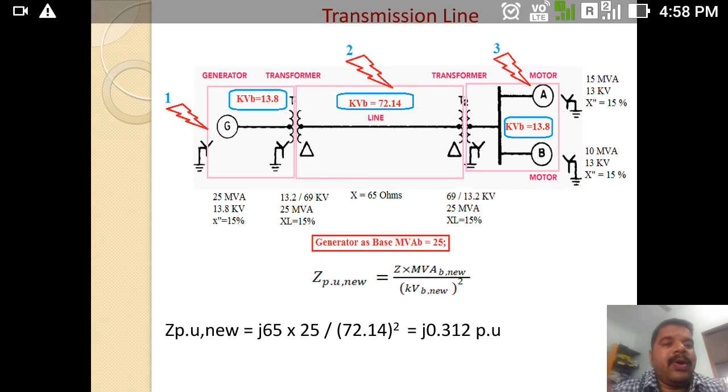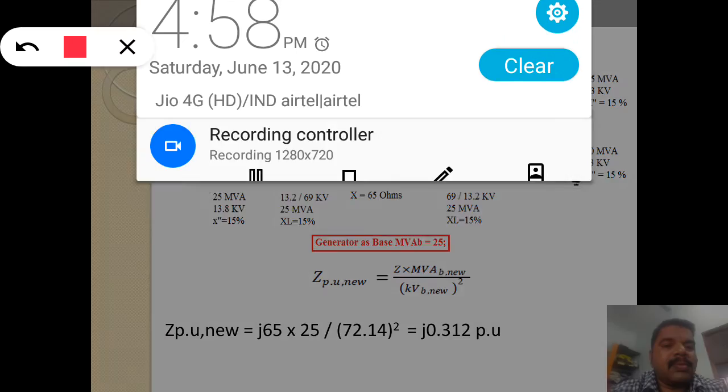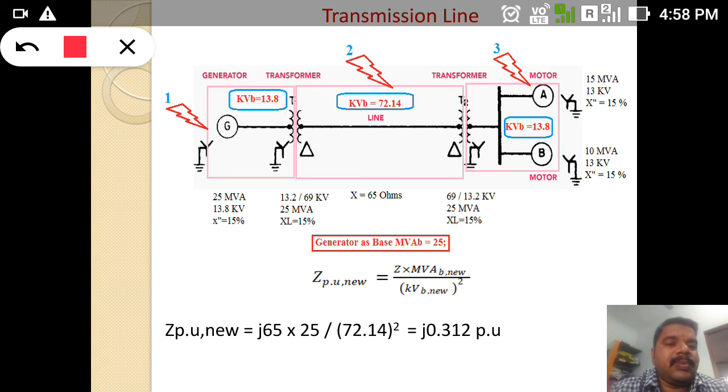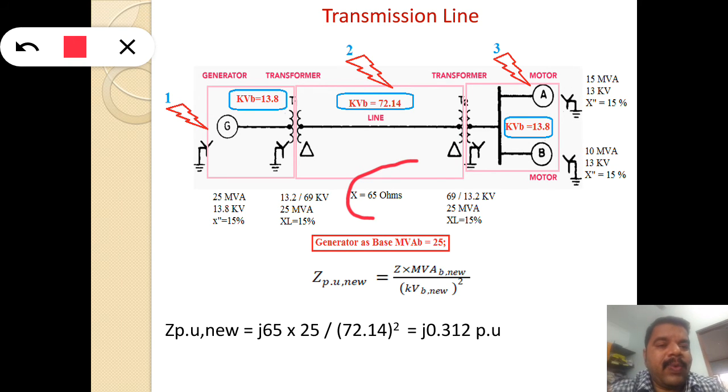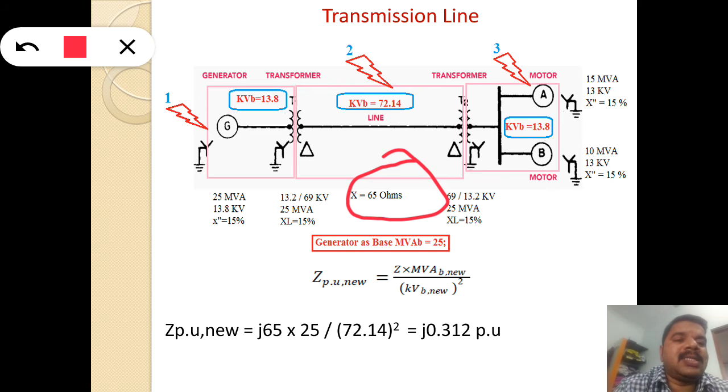For the transmission line, the very important thing is the value they have given: X is equal to 65 ohm. So what is the formula you have to choose? Z per unit new is equal to Z per unit old into MVAb new divided by kVb new squared. The transmission line will be under section 2. Carefully you have to mention that.